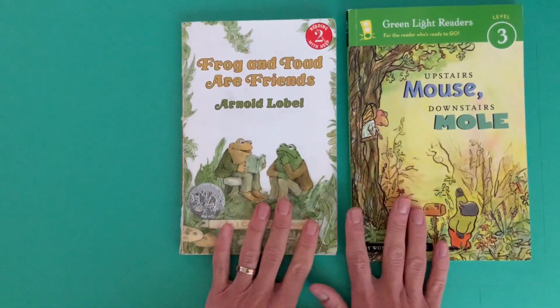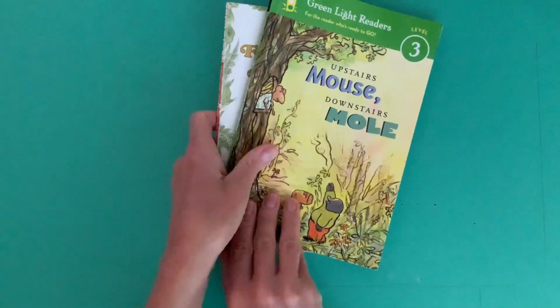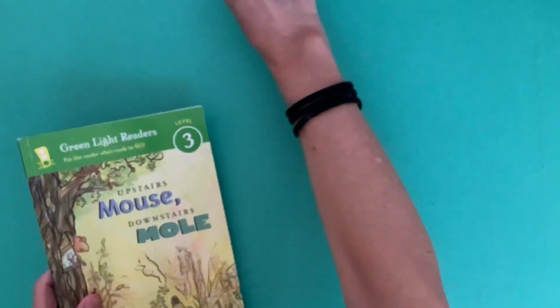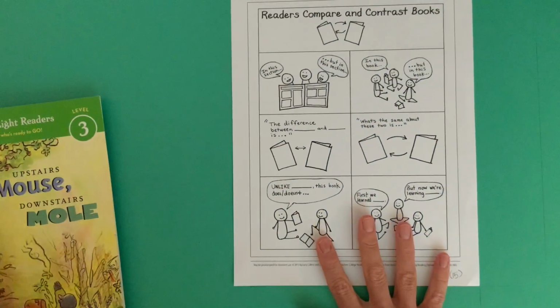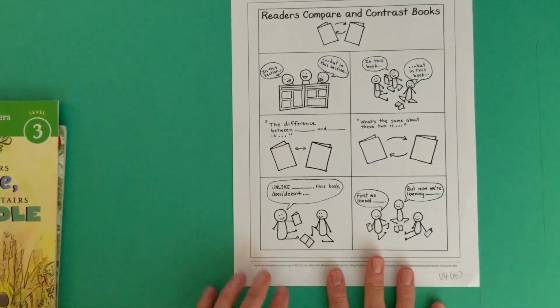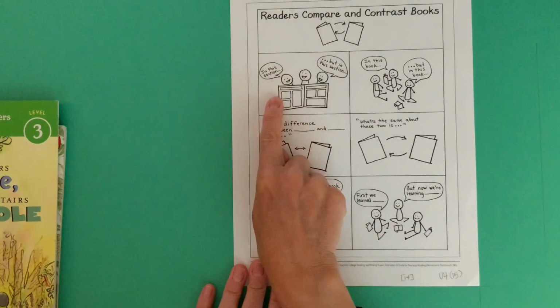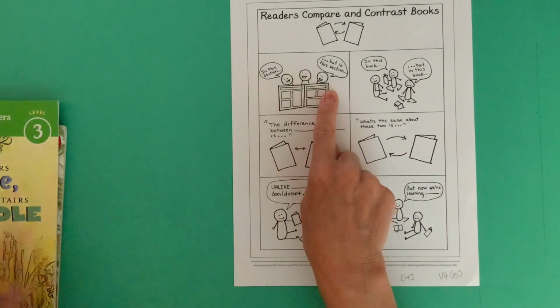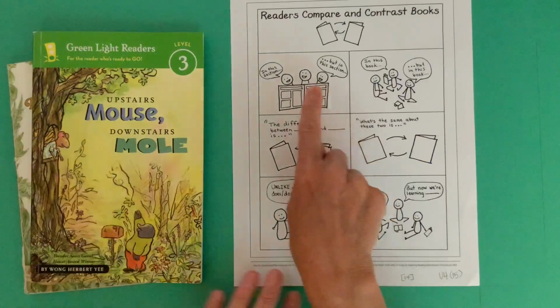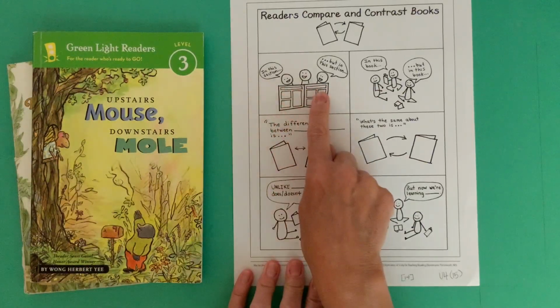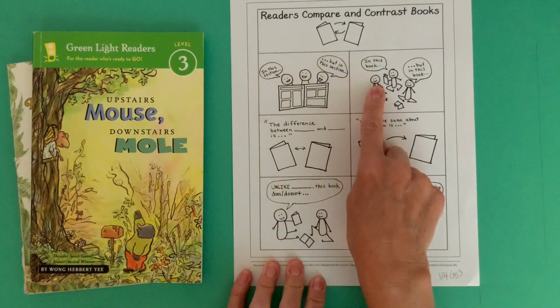So today I'm going to complete a Venn diagram, because this is what readers do. Readers compare and contrast books. This page is a helper. Let me show you. In this section, but in this section. So that's what I'm going to be thinking. This part happened in this book, but this happened in this book. In this book, blank, blank, blank.